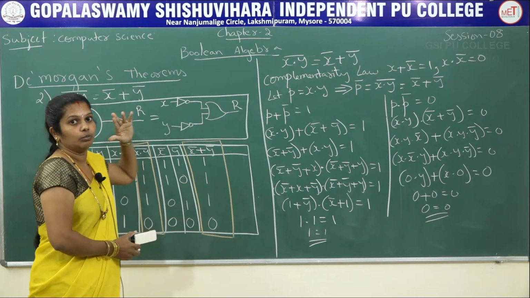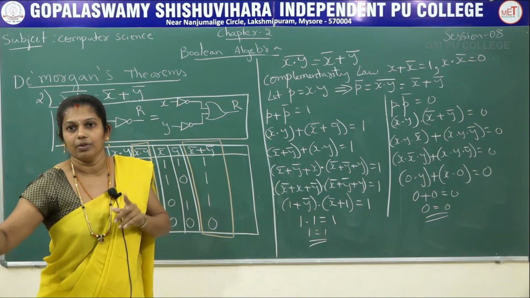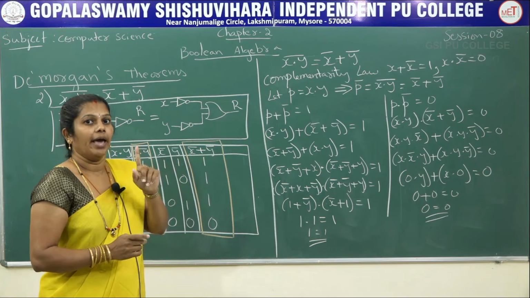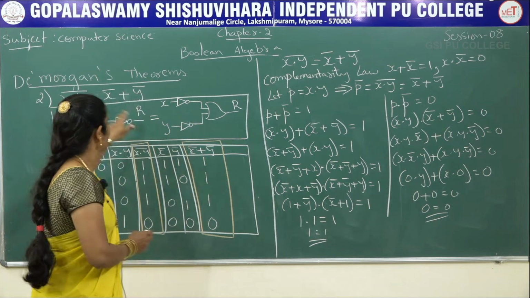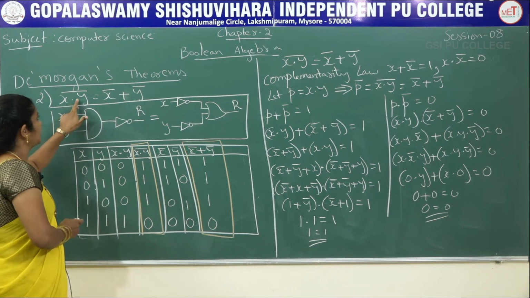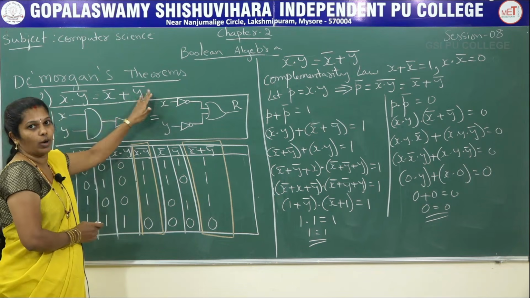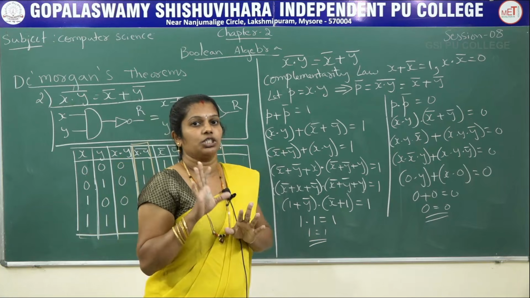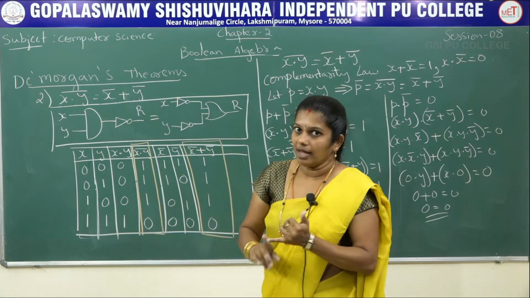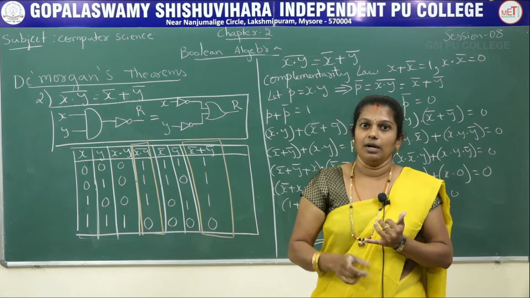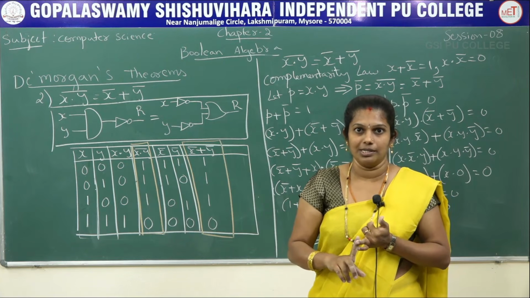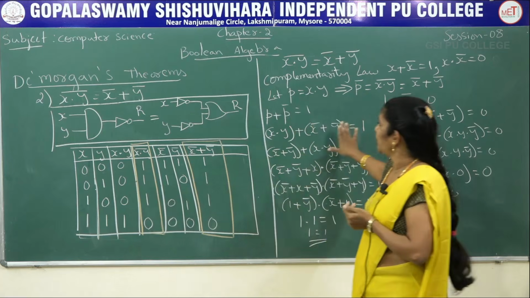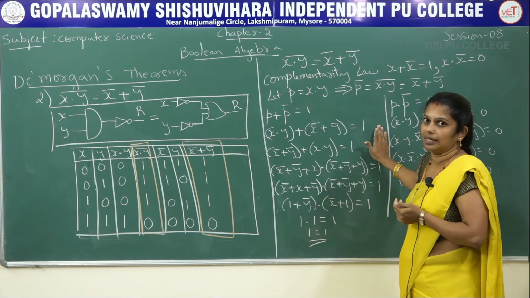These are the two postulates, De Morgan's theorem. The first De Morgan states that x plus y whole bar equals x bar into y bar. Whereas the second De Morgan's theorem states that x into y whole bar equals x bar plus y bar. This is a very important question because in the exam they will ask this question for 5 marks. At that time they may ask only the first De Morgan's theorem, otherwise they may ask only the second De Morgan's theorem. In that case you have to write the circuit diagram, truth table, and you have to solve by using algebraic method.